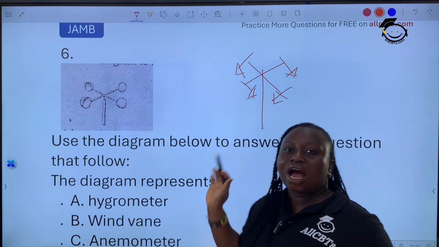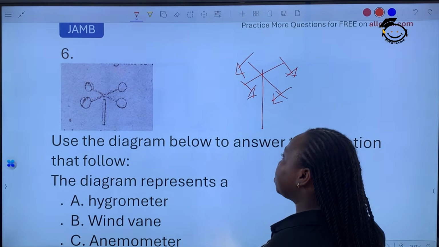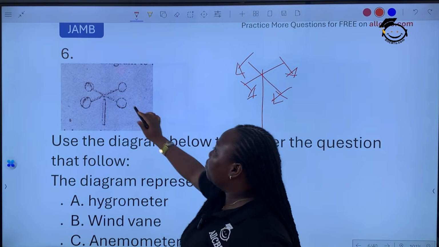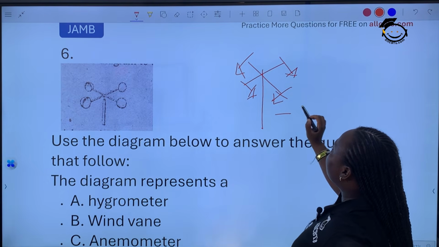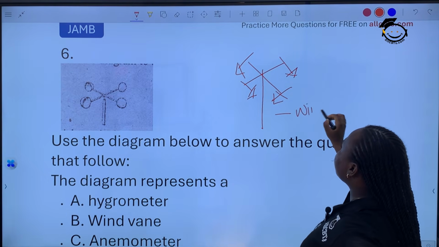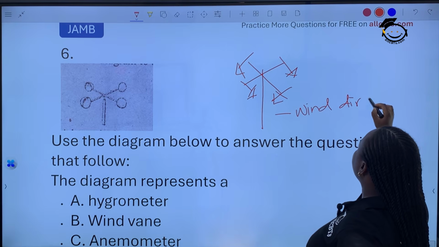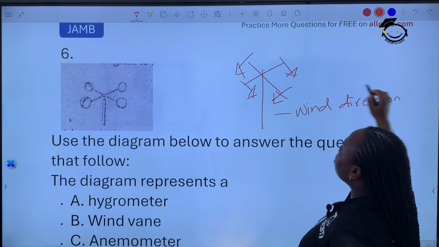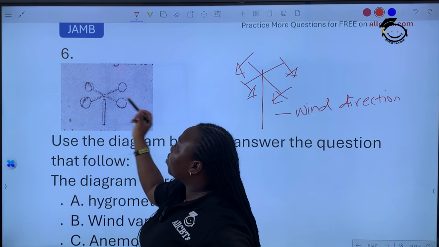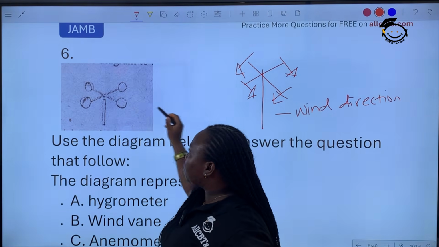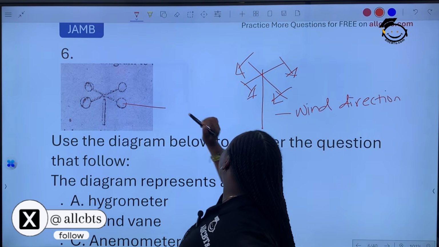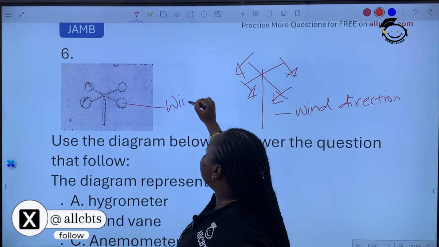Now, when you see cups, not arrows, then we're talking about the anemometer. When you see arrows on this kind of thing, it is telling us about the wind direction. But when you see cups like this, the wind is going to enter those cups. When you see cups, then it's going to be an anemometer, and it's going to measure the wind speed.